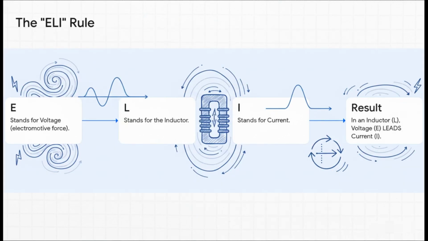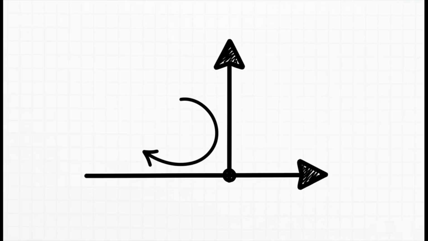So let's break down the first half, ELI. E stands for voltage, L is for the inductor, and I is for current. So ELI tells us that for an inductor, L, the voltage, E, comes before the current, I. You can think of an inductor like a really heavy, rusty gear. You have to apply a force, the voltage, first to get it to start turning. That's the current.